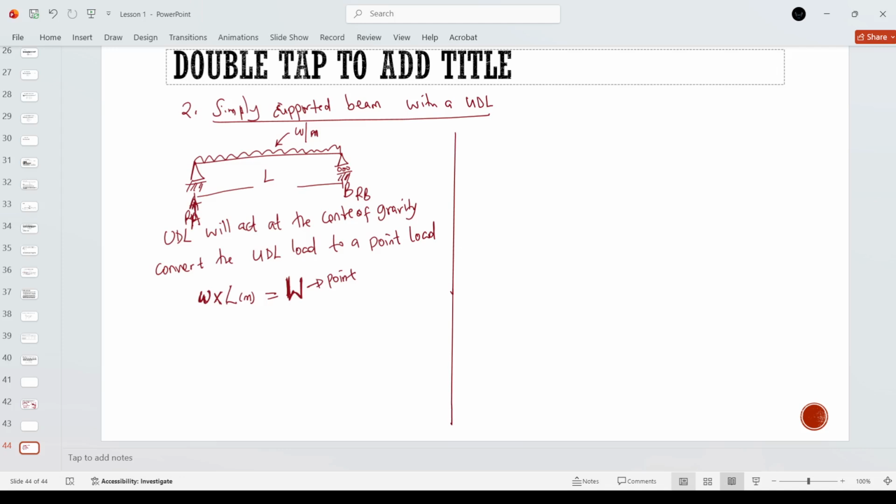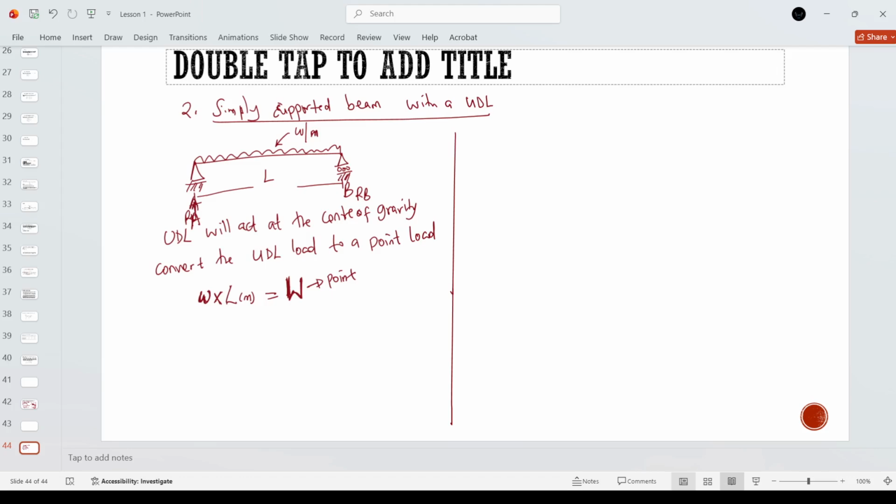Yes? It will be W times L over 2 squared. Why have you squared it? Because we assume that the UDL acts at the center of the reaction occurs in between the two supports. Okay.